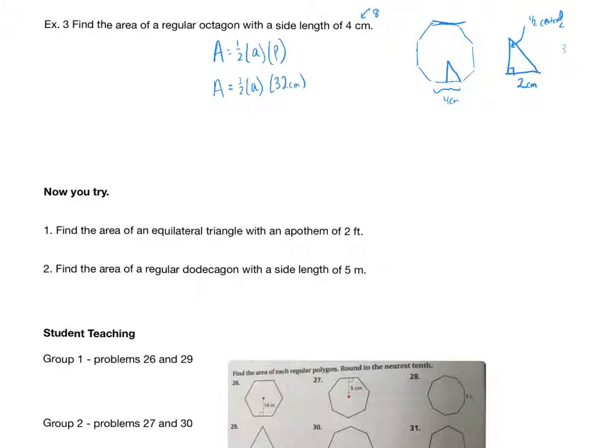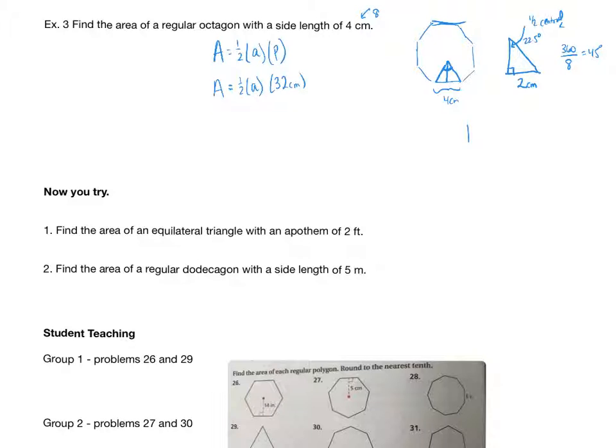So remember, to find the central angle, I'm going to do 360 divided by the number of sides. And that's 45 degrees, but I need to cut that in half since I just took half of the central angle. This would have been the whole central angle, and I'm cutting it in half just for the right triangle. So I need 22.5 degrees there.